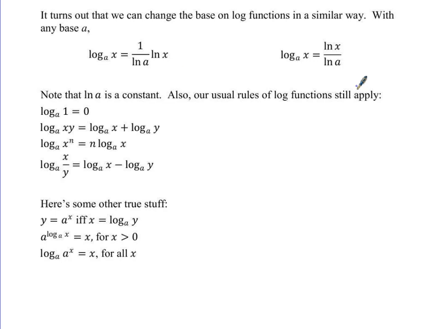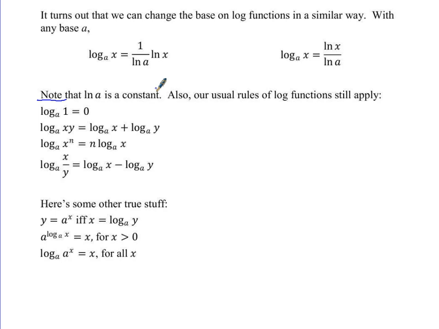Note, very important note right here, that the natural log of a is a constant. A is a base. It's not a variable, it's a number. So the natural log of a number is also just a number. 1 over that is still just a number. It's a constant. They're all constants, with the exception of that x. I want you to note that because when you wind up taking the derivatives of things like this, you need to know that that's a constant.